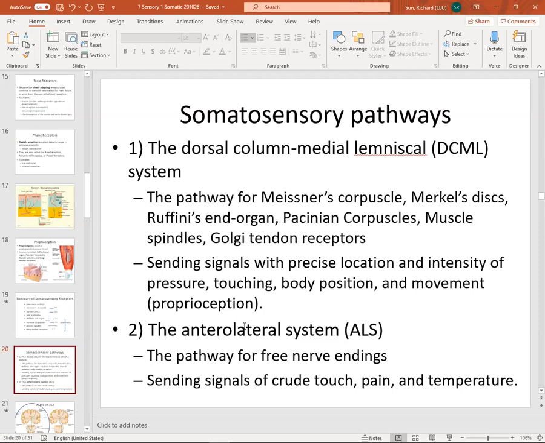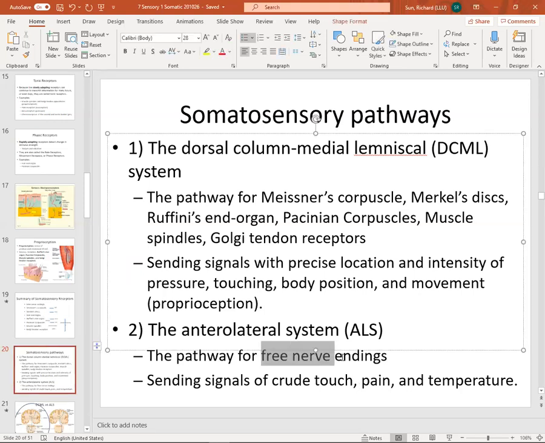As for the other one, the ALS system, this one transduces two types of signal. One is the pain, crude touch, and temperature. So three types of signal. And the major one that we talk about here is the one from the free nerve ending.